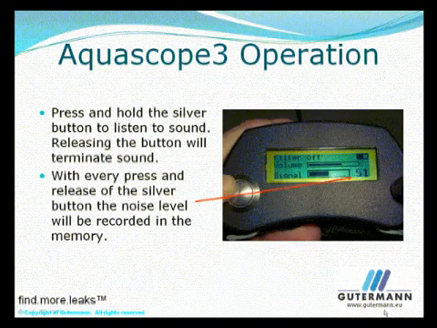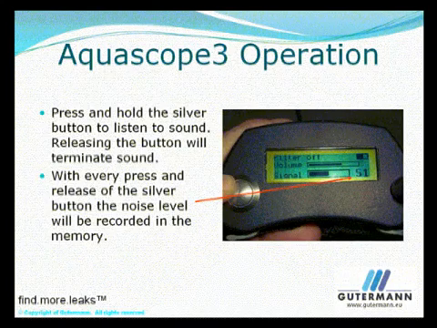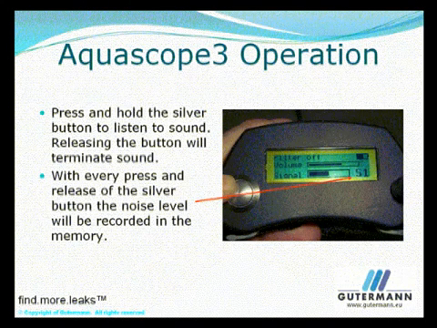Press and hold the silver button next to the display on the Aquascope 3 to hear the sound. When you release this button, the sound is muted. The slightest movement of the stick will be heard as a scratching sound through the headphones. Ideally, you should stand with the stick in an upright position to reduce movement.